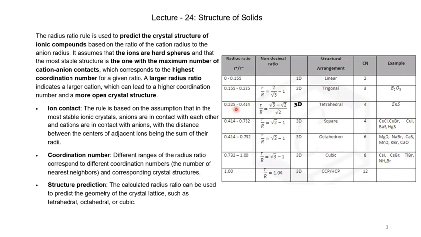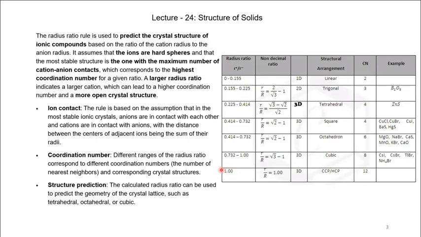Similarly, we continue up to 0.414, it is tetrahedral type, then 0.732 maximum value, square type, and then at 0.732 we can also have octahedral sites. And there are examples for this type of ionic compounds. And then if the radius ratio is up to 1, then it is a cubic type of arrangement. Here are the examples.